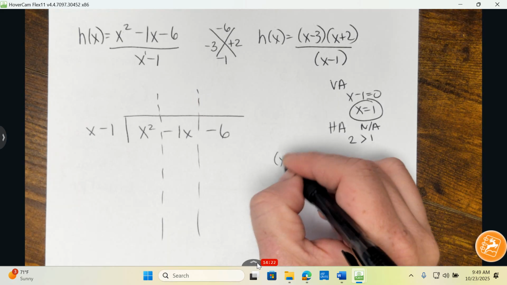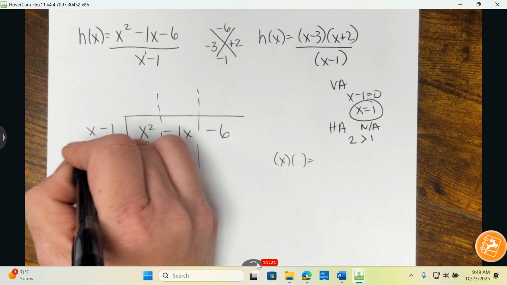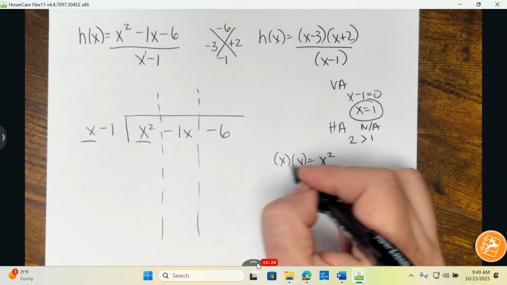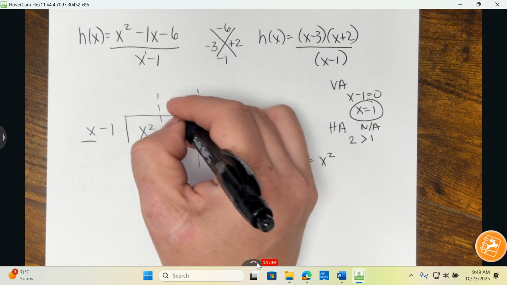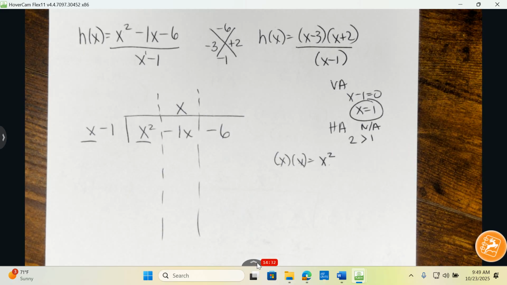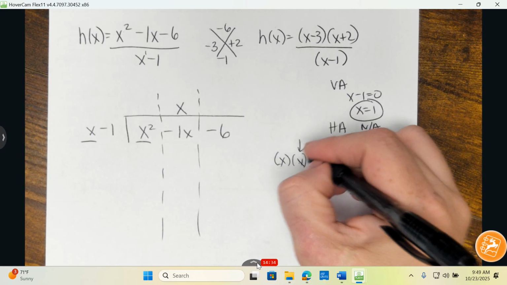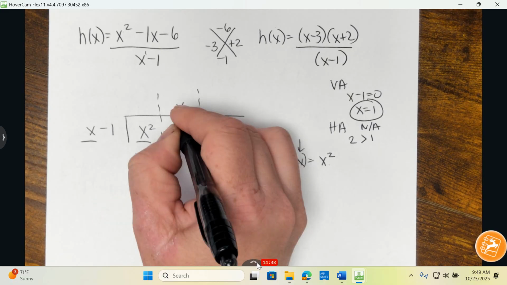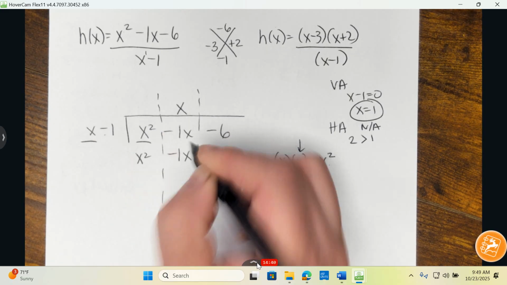I have an x. X times what value equals x squared? Somebody can shout it out? X. X times x is x squared. So above the -1x, I'm going to write an x. Second step is going to be to multiply. X times x is x squared. X times -1 is -1x.